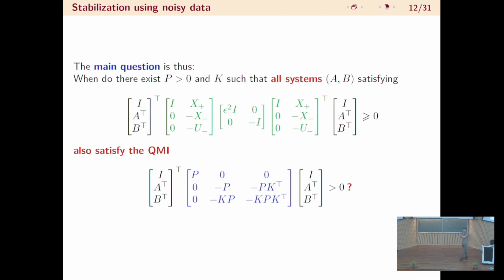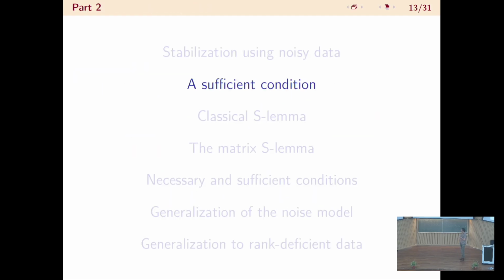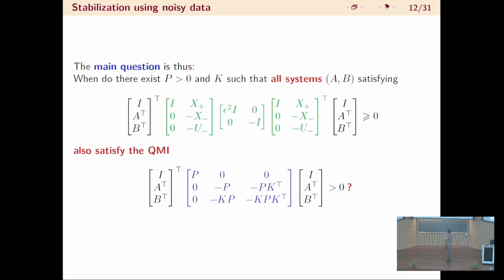Are there any questions up to this point? So do you see the structure about two quadratic matrix inequalities? Okay. Good. I'll now start by giving a sufficient condition under which this is true. So a sufficient condition under which indeed such a P and K exist.